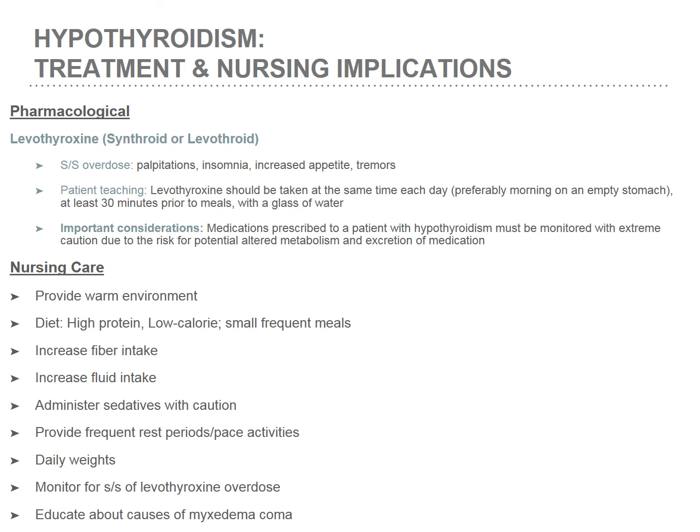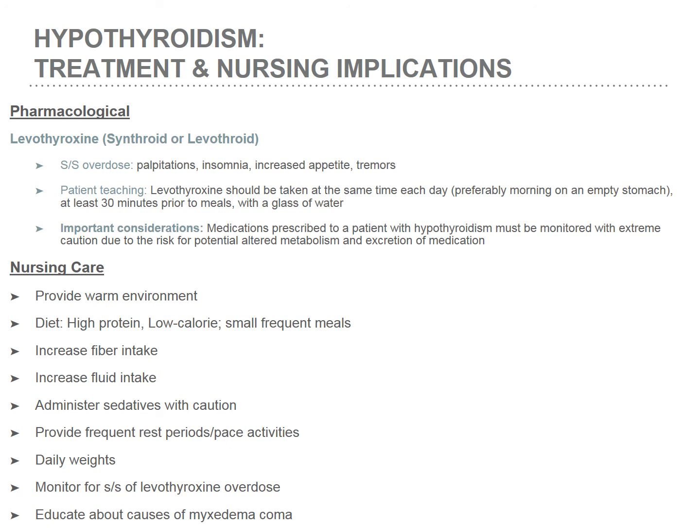Their diet should be high protein, low calorie, with small, frequent meals. Increase their fiber intake and their fluid intake because they have issues with constipation. Administer sedatives with caution because in patients with hypothyroidism, their body metabolizes everything very slowly.